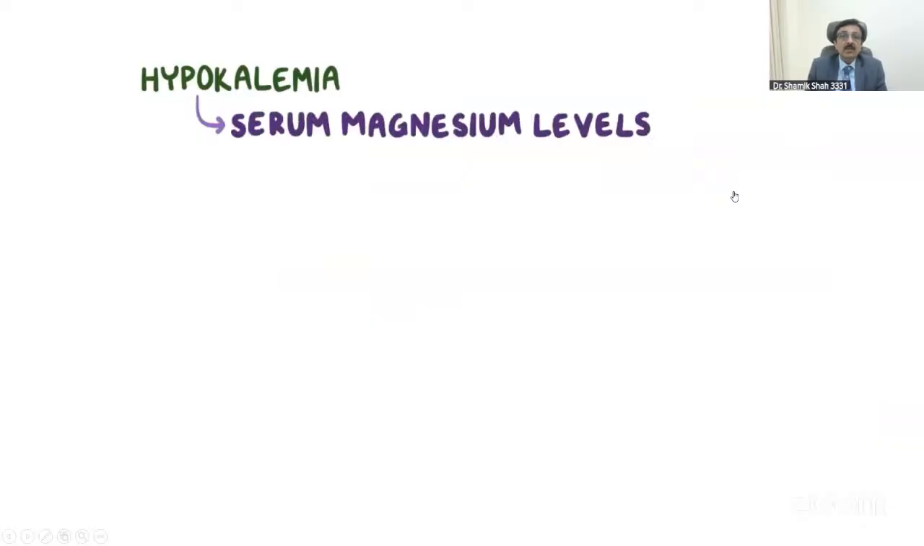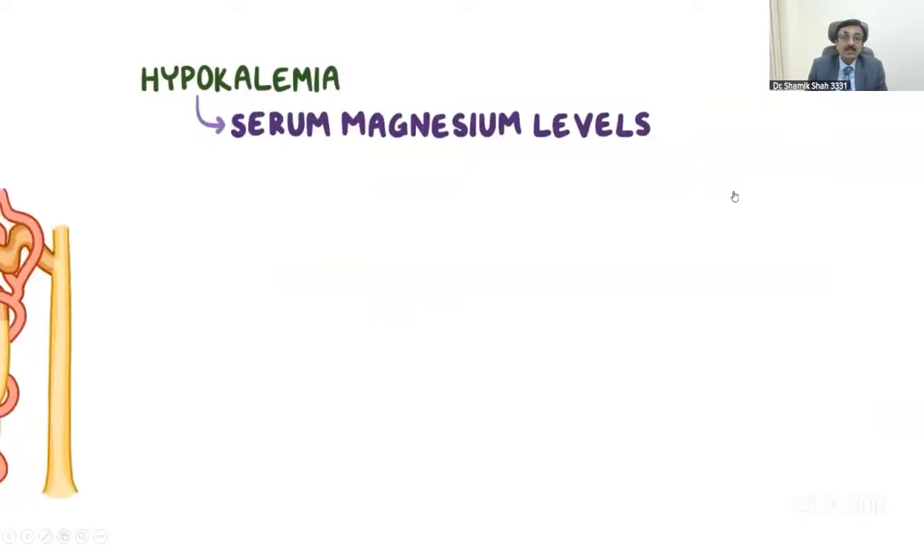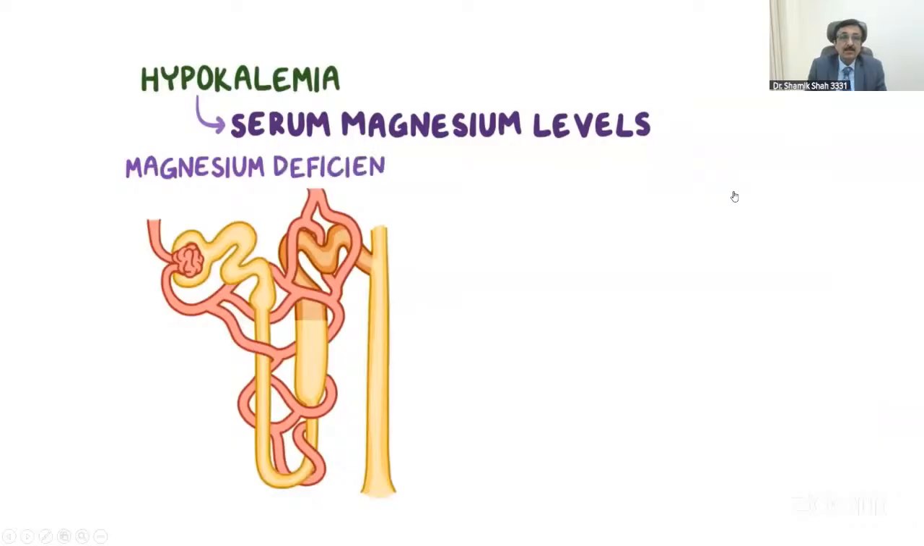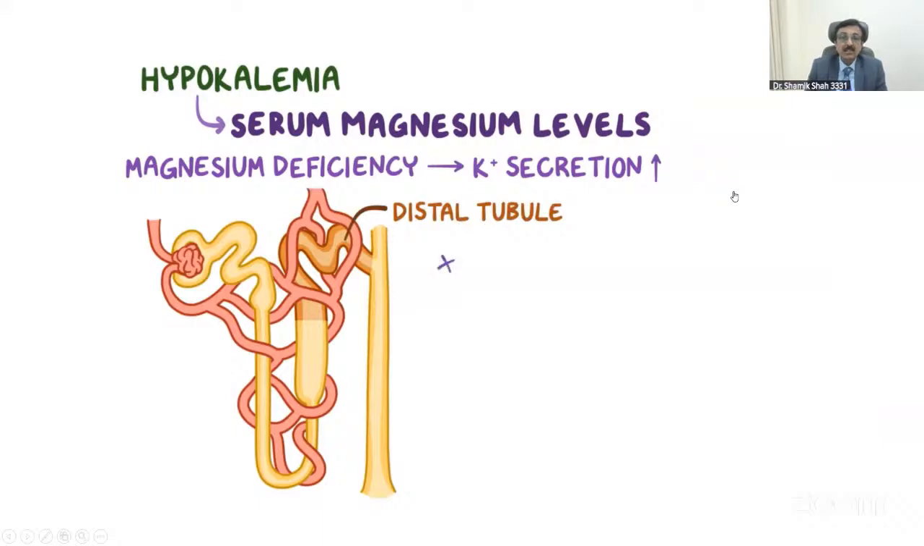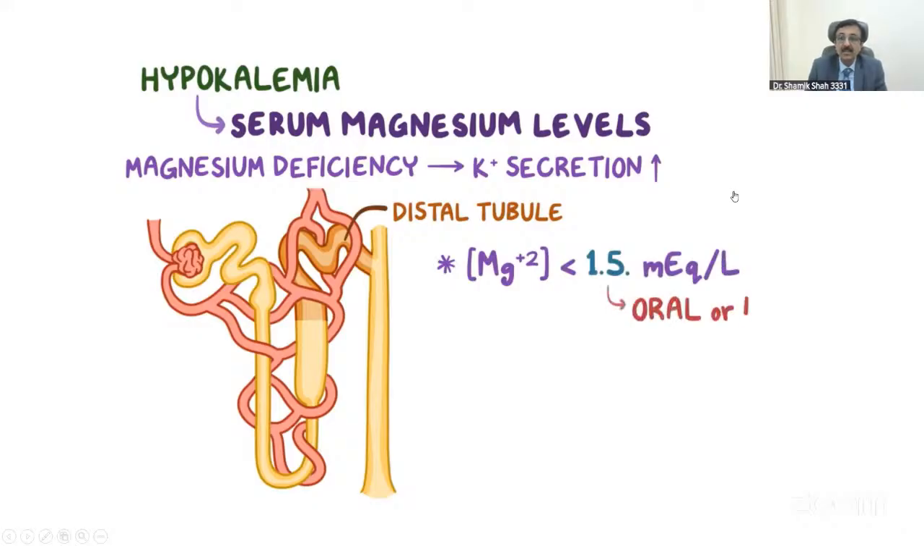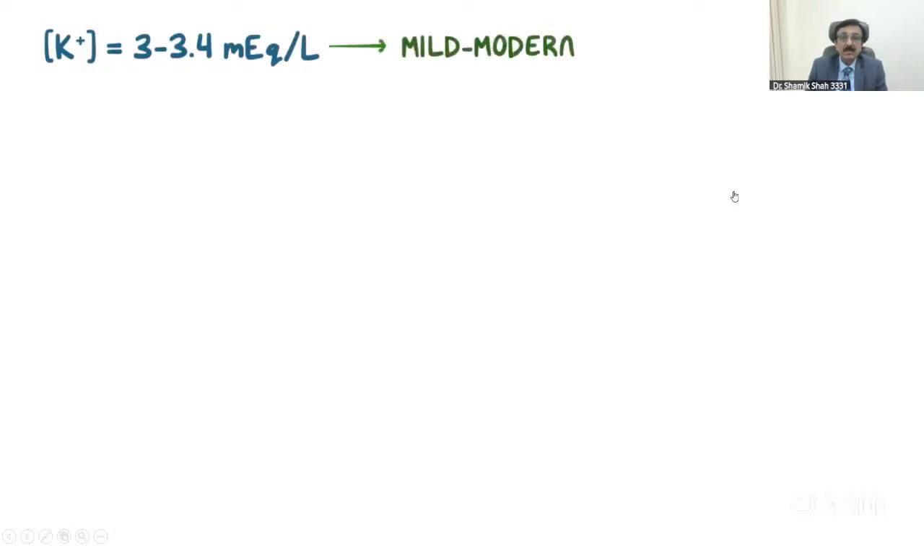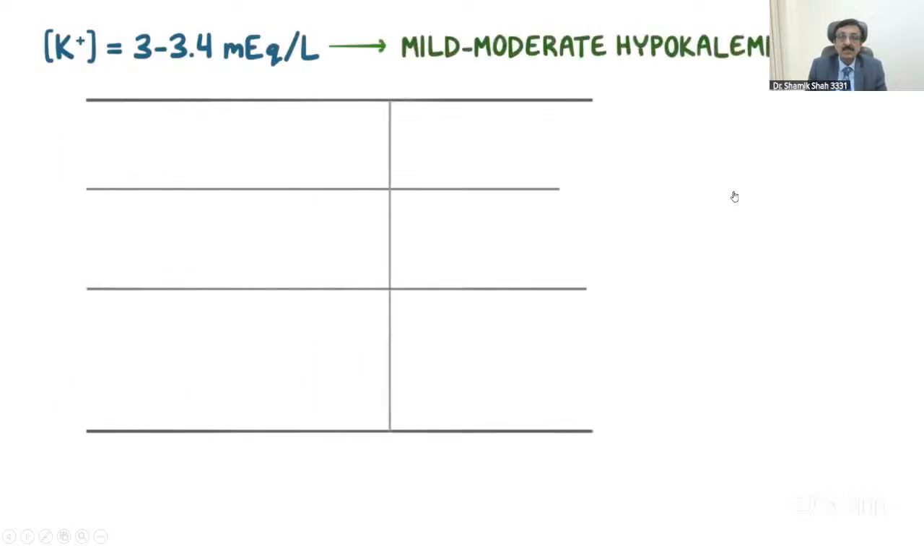Now, we also need to look at the serum magnesium levels when we are evaluating a patient with hypokalemia. When there is magnesium deficiency, the potassium secretion increases in the distal tubule. So if magnesium is below 1.5 milliequivalents per liter, then we need to supplement the magnesium by oral or IV magnesium sulfate.